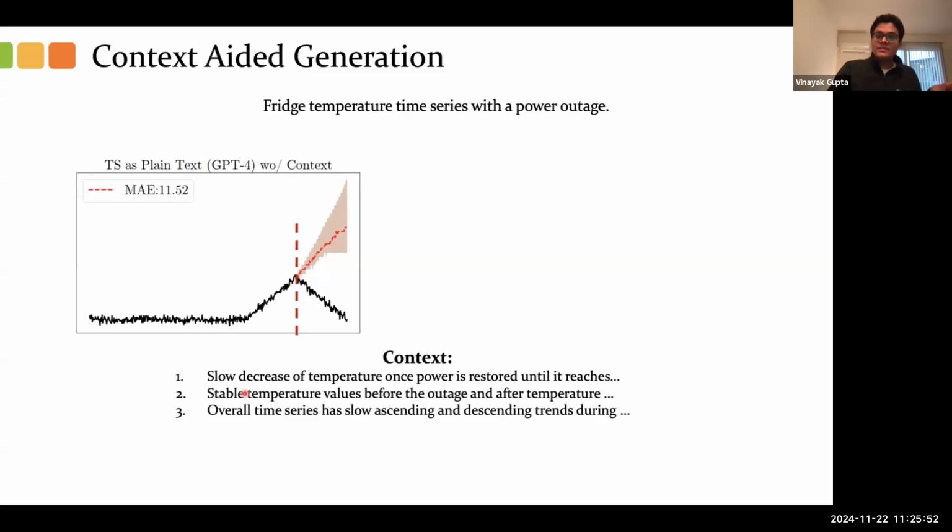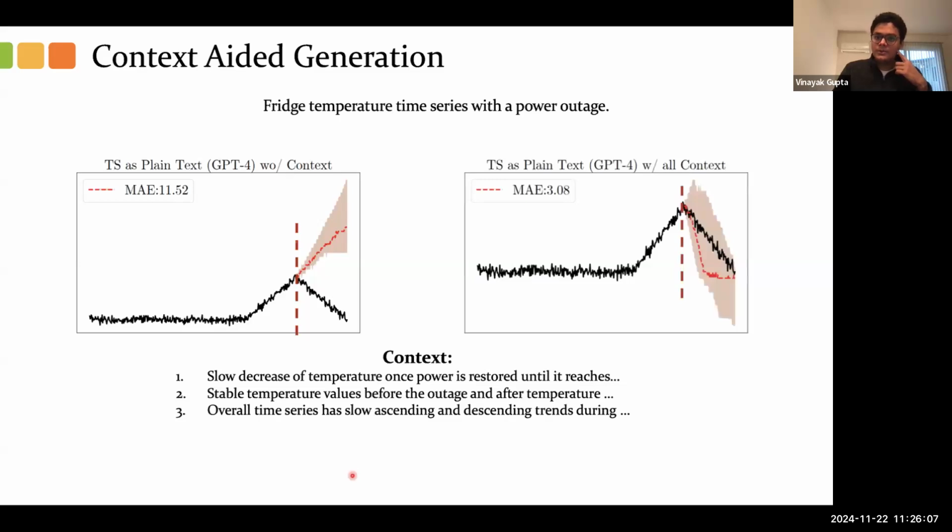And the overall time series has slow ascending and descending trends. So if I give some more explanation, which I have removed for brevity, if I give all this sort of context along with the time series data, can it forecast now? Yes, quite well.